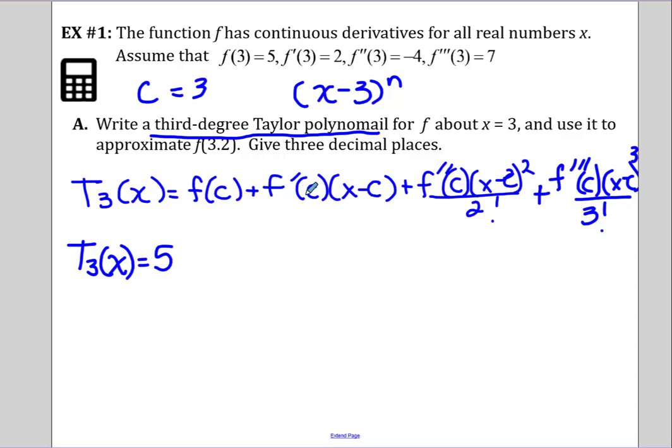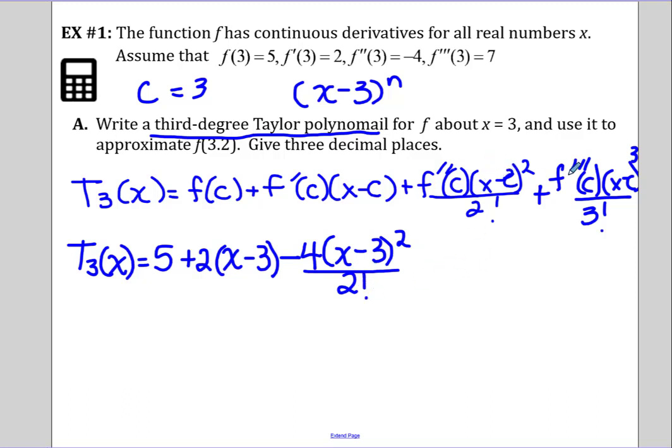And then f prime of 3 is positive 2, so we have positive 2 times x minus 3 to the first power divided by 1 factorial. Then our next term is the second derivative. The second derivative at 3 is negative 4. So negative 4 times x minus 3 to the second power divided by 2 factorial. And then our last term is going to be the third derivative, which is positive 3 times x minus 3 to the third power over 3 factorial.